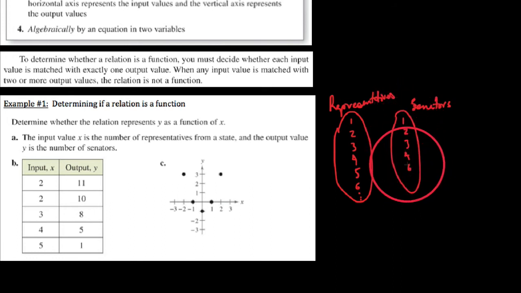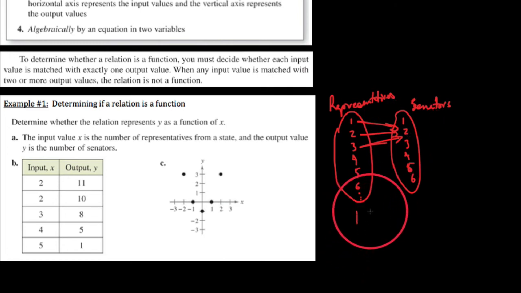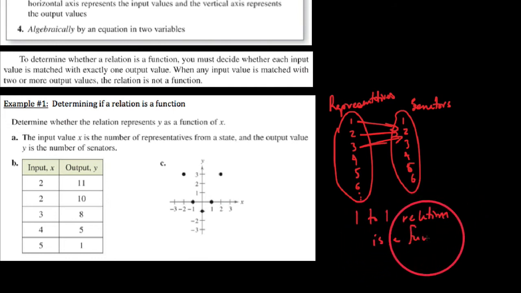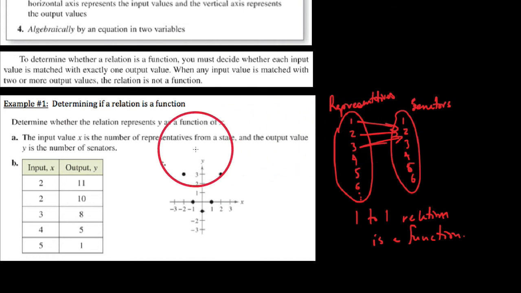As a matter of fact, every single one of these representatives is going to go to 2 senators per state. So if you have 1 representative, you still have 2 senators. 2 representatives, you still have 2 senators. 3 representatives, you still have 2 senators. So since all of these inputs are always going to go to 1 output, we would say this is a 1-to-1 relation, and therefore it is a function. Every input would go to 1 output. So for letter A, we say it is a function because no matter how many representatives you have, you have 2 senators in your state.